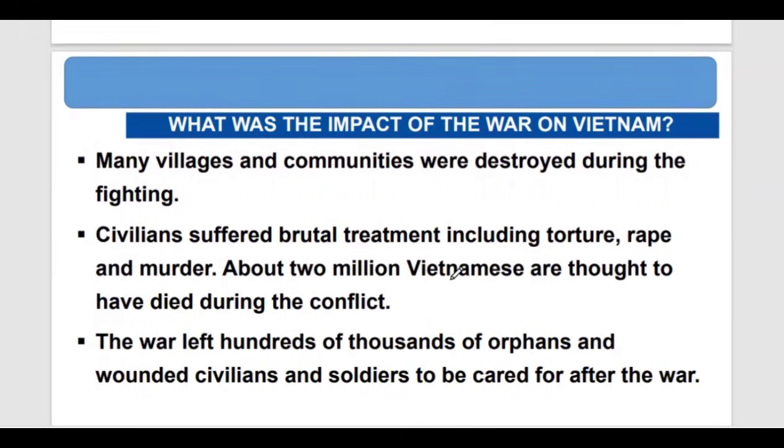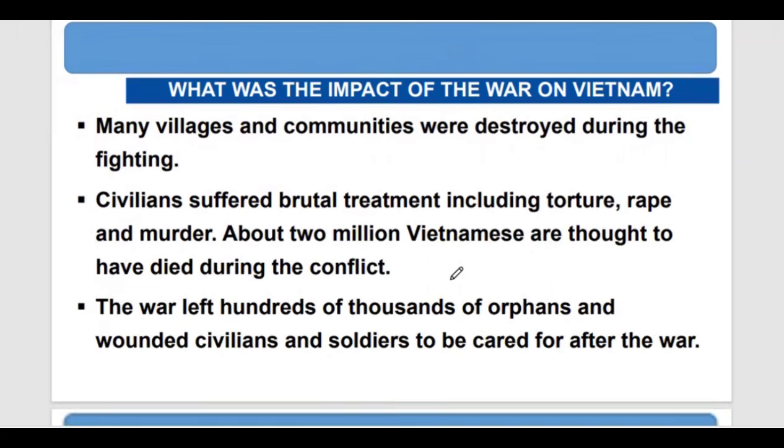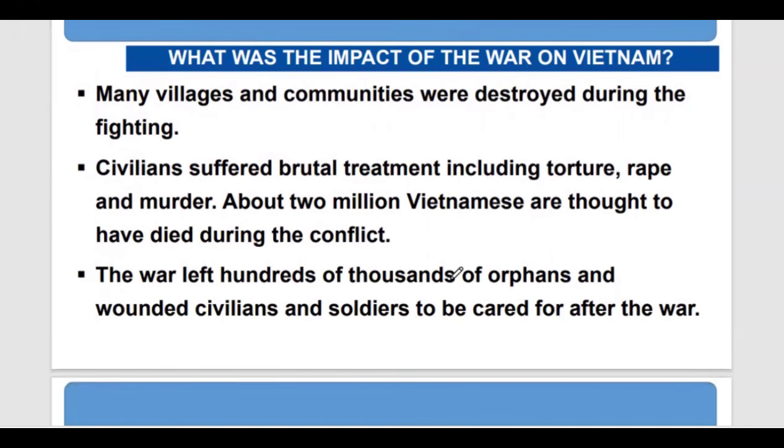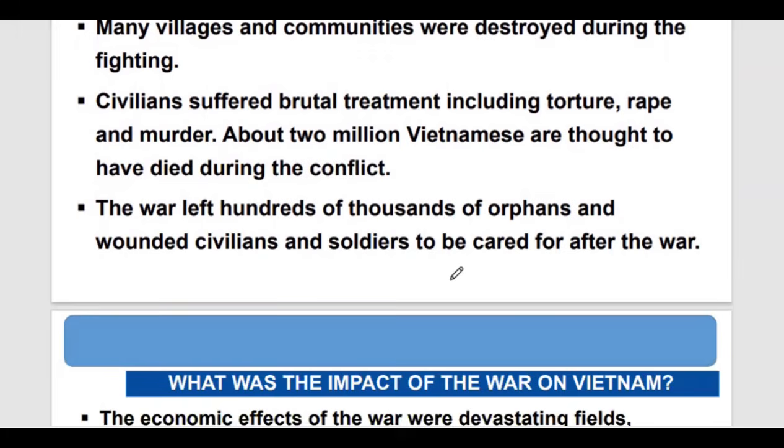Right. What was the impact of the war on Vietnam? Many villages and communities were destroyed during the fighting. Civilians suffered brutal treatment, including torture and rape. 2 million Vietnamese are thought to have died during the conflict. The war left hundreds of thousands of orphans and wounded civilians. Right, that was the impact on the Vietnamese.